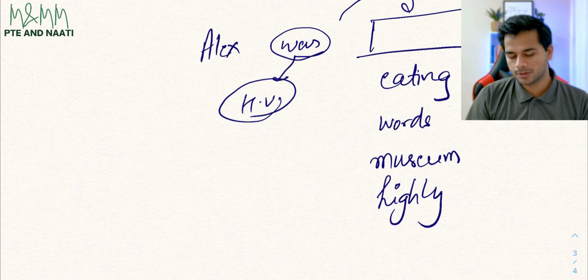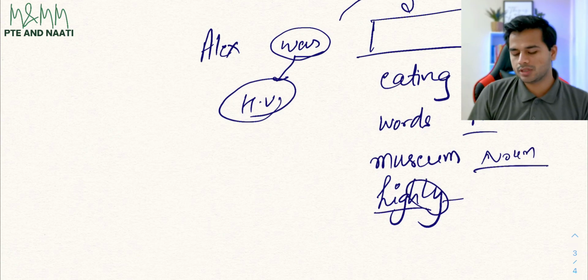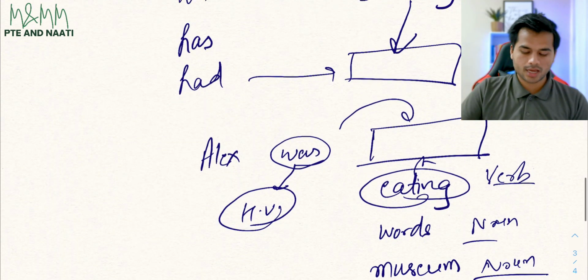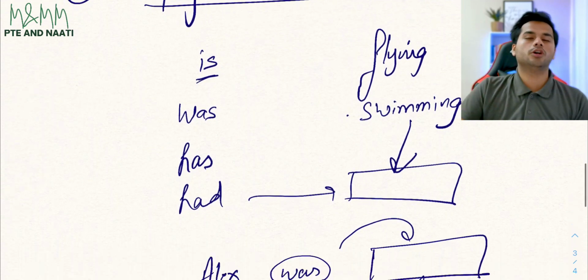Eating, we know, is a verb. It's an action. Words is a noun. Museum, it's a place. It's again a noun. Highly ends with "ly". It's an adverb. So my correct answer this time is going to be eating. So that was my rule number 5, helping verb followed by main verb.